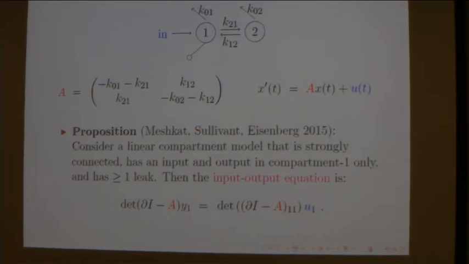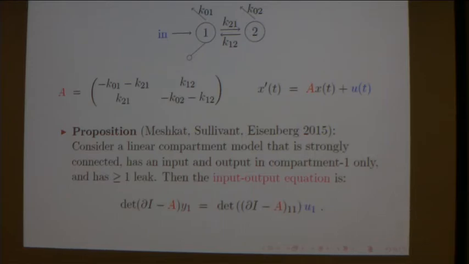So where do these input-output equations come from? Now you know them, but we want a formula for them, and that was given by Meshkat, Seth Sullivan, and Marissa Eisenberg in 2015. They have a nice formula that looks like this. Let me tell you where it comes from. You start with your model.